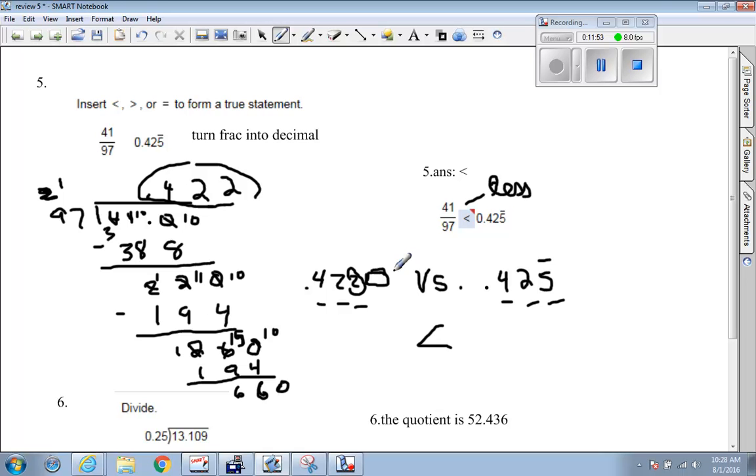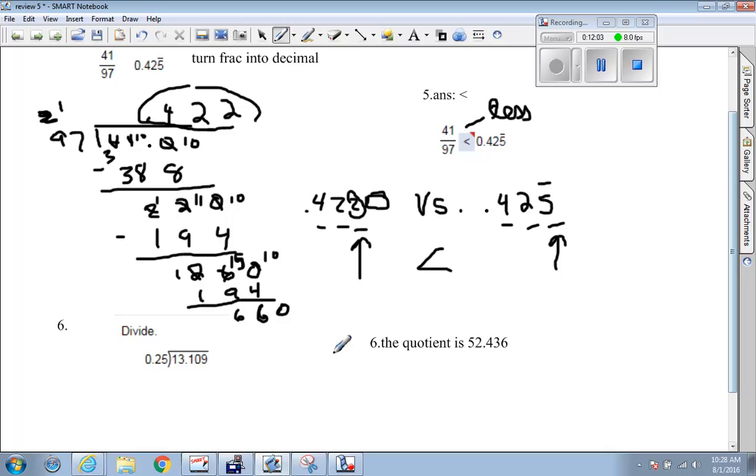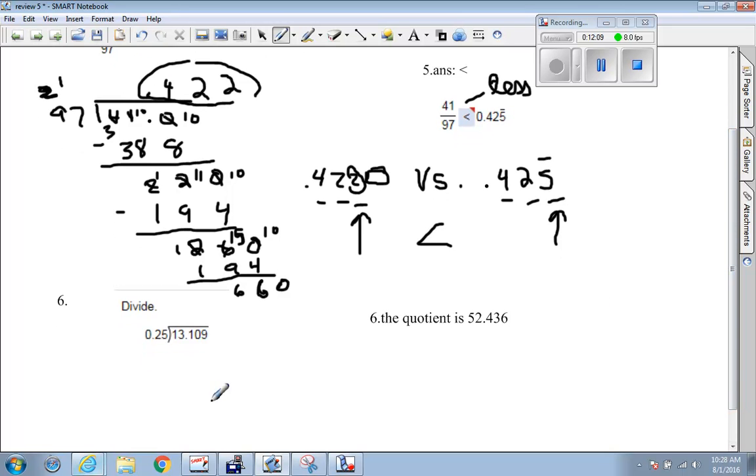So as soon as you see that value 2 is smaller than the value 5, boom, you know it's less than. All right, hope that helps. Again here we just have some decimal division. I'm just going to remind you of the mechanics of that.